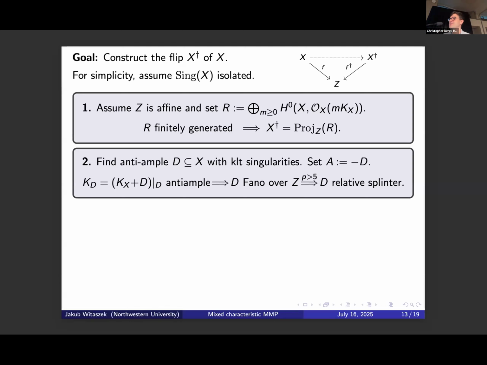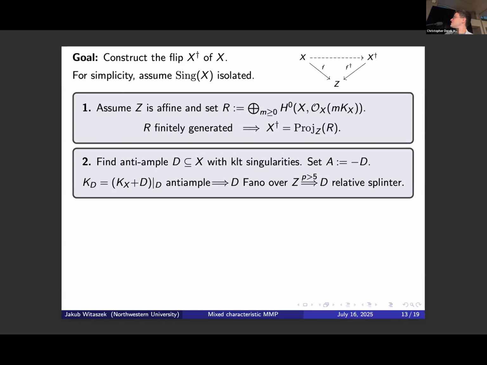However, we have another trick up our sleeves, and that's the so-called reduction to PL flips. So there are certain frameworks in birational geometry that allow us to reduce. So maybe even though D itself has bad singularities, we have a way to reduce the problem to a situation in which D has indeed mild singularities. So in this context, we may assume that we have D with KLT singularities. Now, D is anti-ample. I'm going to set A to be minus D. And so A is relatively ample.